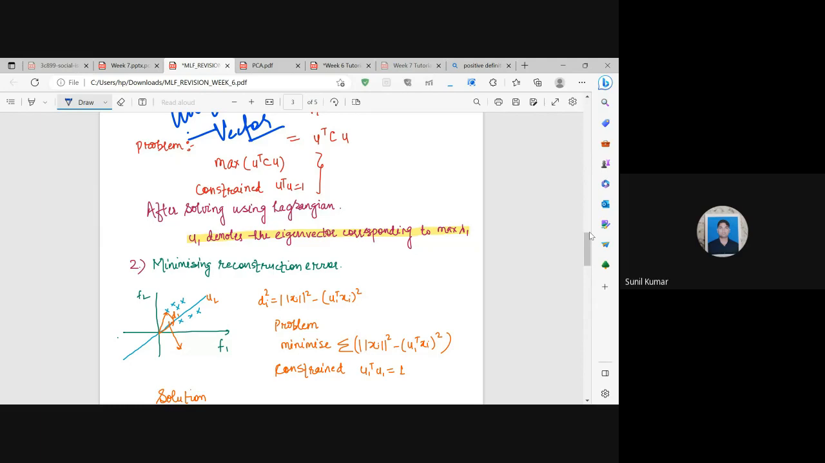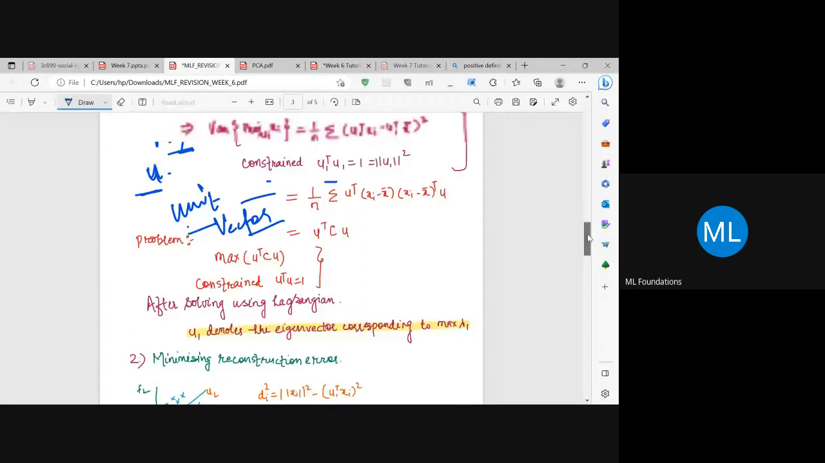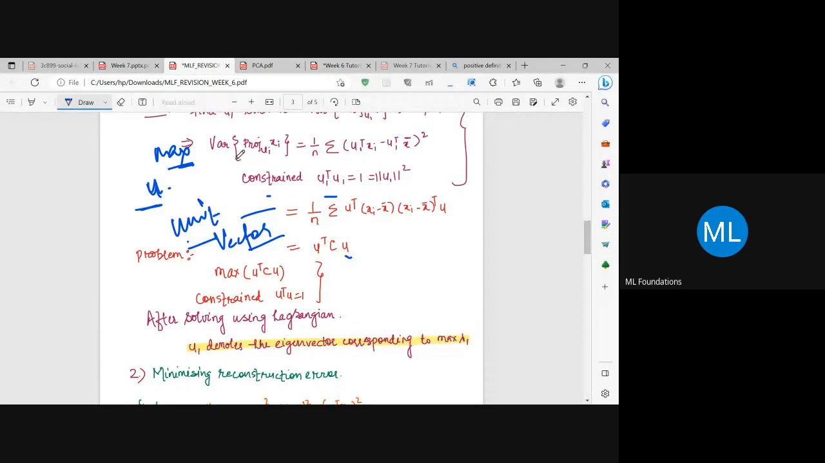So one question. Over here it is written like maximum u transpose C u. Can you discuss a bit about this? Okay, so this is similar to that. Here I need to maximize the variance. So I'm taking the projection of all the data on the unit vector, right? And this is what the variance is.